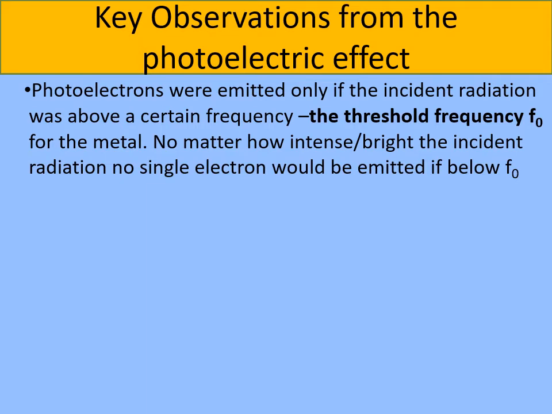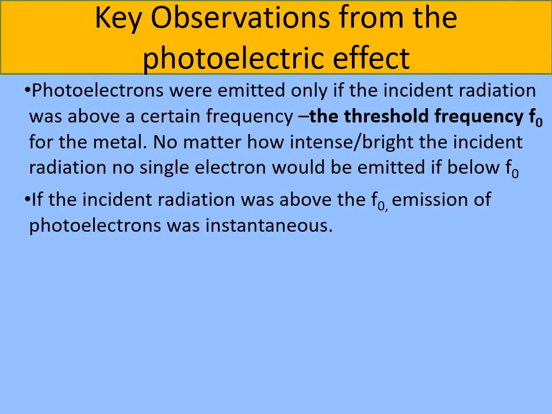Now, wave theory suggested that low frequency light should work, and it would just mean that electrons are released more slowly, but that just wasn't the case. The second observation was that if the incident radiation was above the threshold frequency, then emission of photoelectrons was instantaneous. So the emission of electrons started the moment the surface started to be irradiated, or as soon as light shone on the metal, provided that the incident radiation exceeded the threshold frequency.